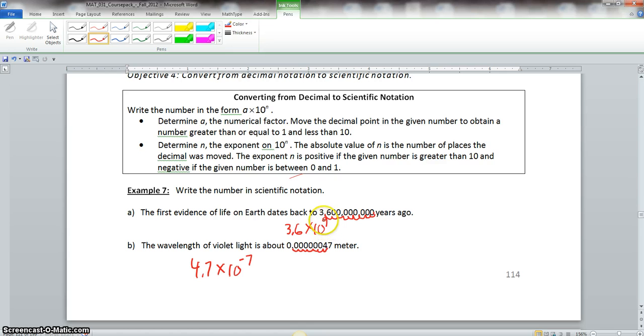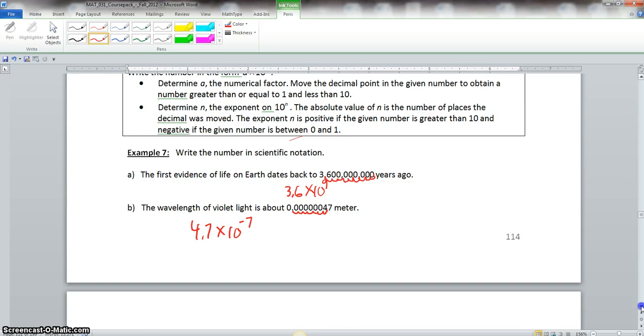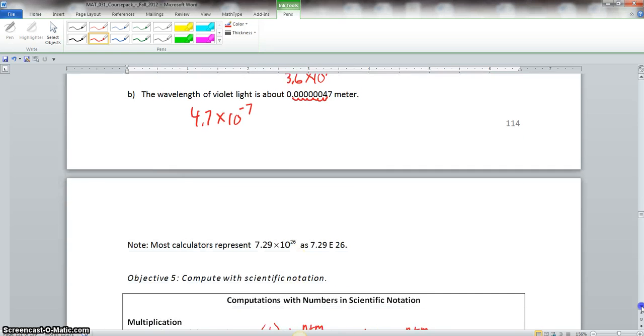So again, when you're changing that decimal, if you move the decimal to the left, your exponent is positive. If you move it to the right, your exponent is negative. So that takes care of A and B.